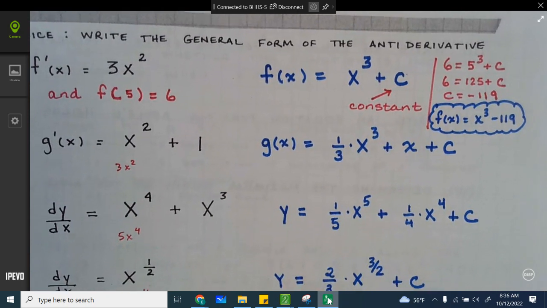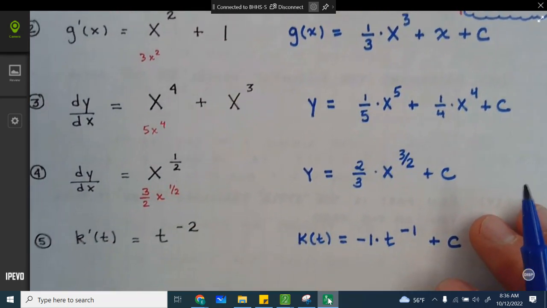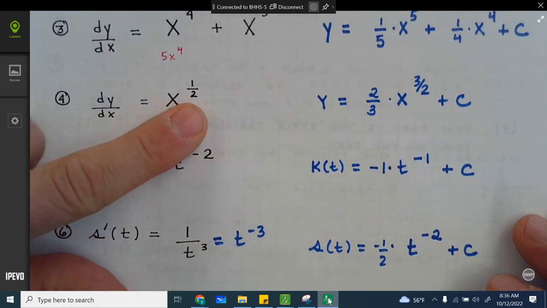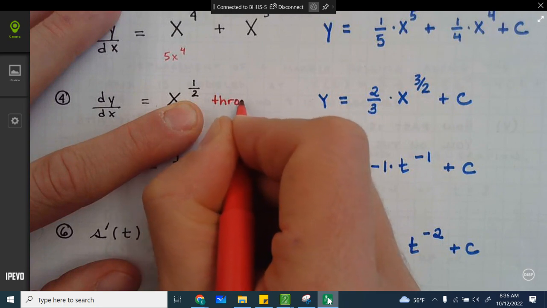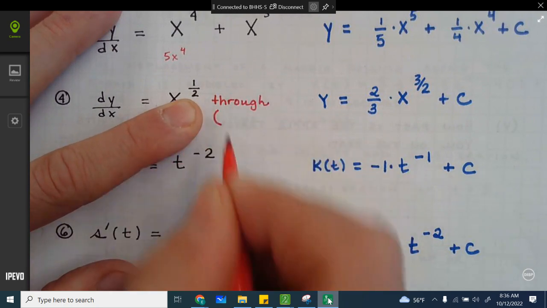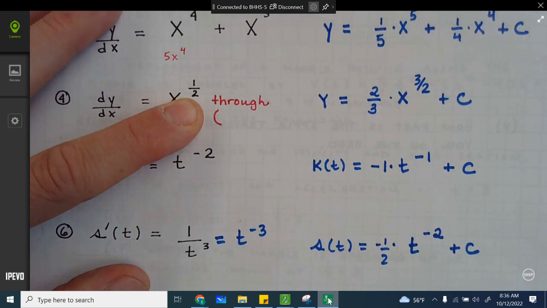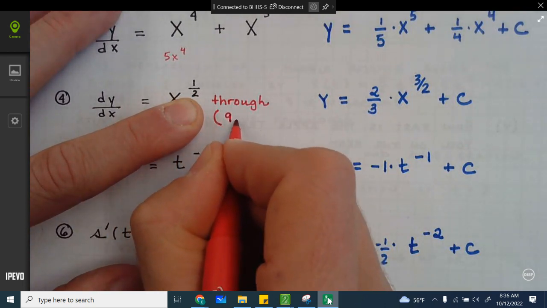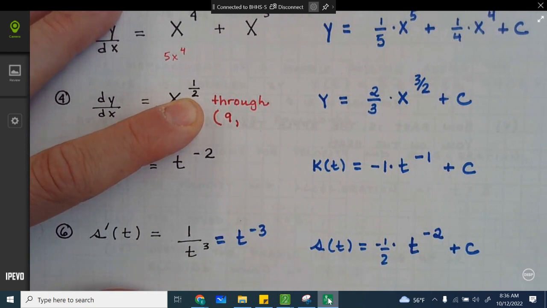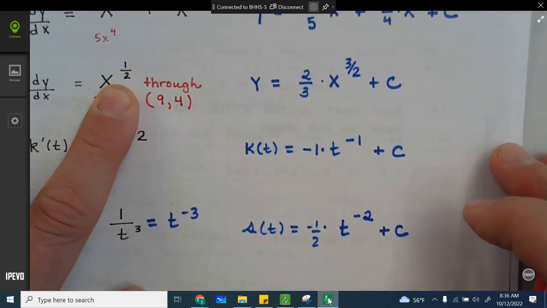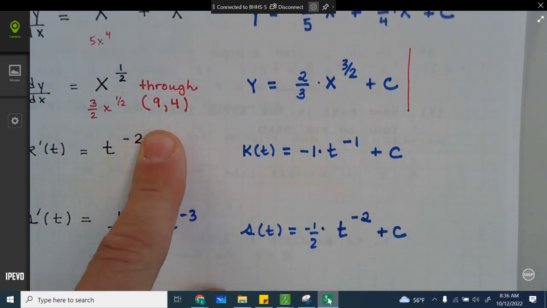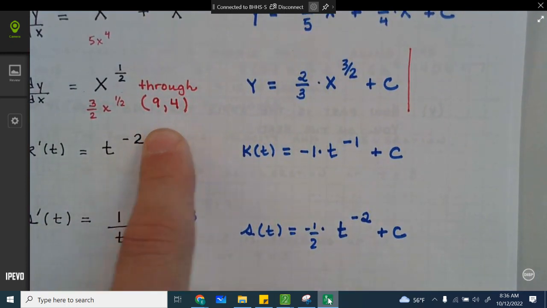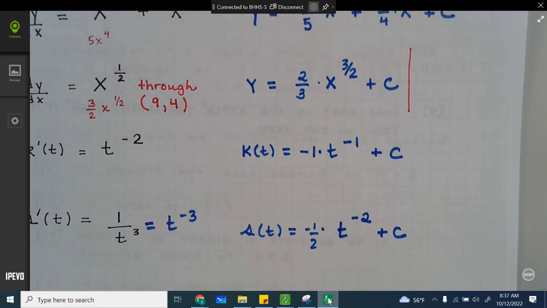Let's do one more of these. I'm gonna go down to number 4, right here. Let's suppose that we know that this function passes through the point. I need to give you an x value. Let's give you 9, comma, give me a y value. 9, 4. Okay. I picked this one out strategically because here's something that you're going to need to be able to do on the performance on Friday.